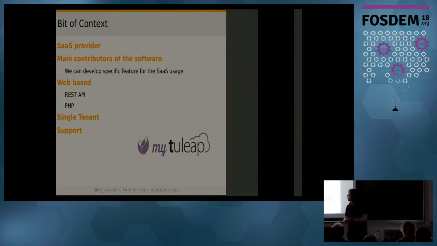So a bit of context. We are a SaaS provider. We are providing Tulip as a service for easy use for all our customers, and we are also the main contributor of the product. It's a web-based application, so we have a REST API in PHP, and we propose a single-tenant SaaS. So each customer gets their own application and can do almost everything with it, and we do not have interaction between clients. Each instance is really independent.